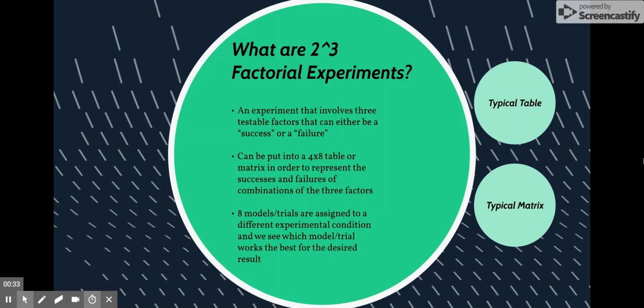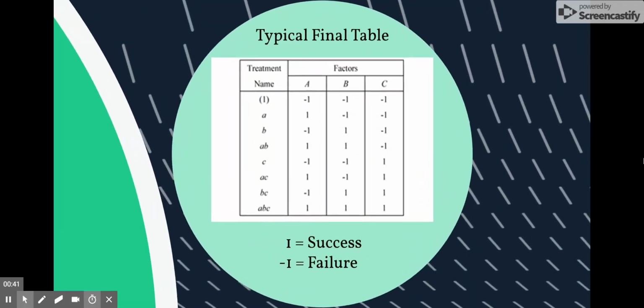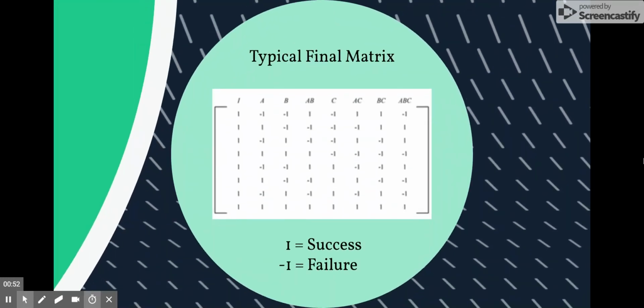We're going to be looking at 1-level experiments where eight models and trials are assigned to a different experimental condition, and we see which one works best for the desired result. A typical table would look like this, where you have all the treatments and the 3 factors, where a 1 would be a success and a -1 would be a failure. And also, this is what the matrix looks like, in similar fashion.